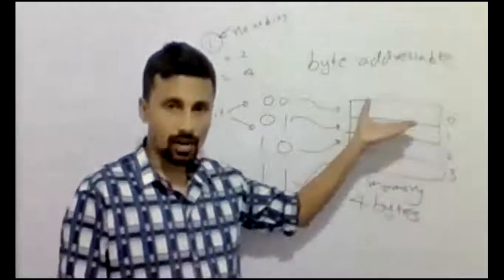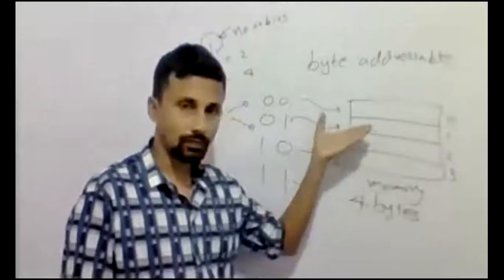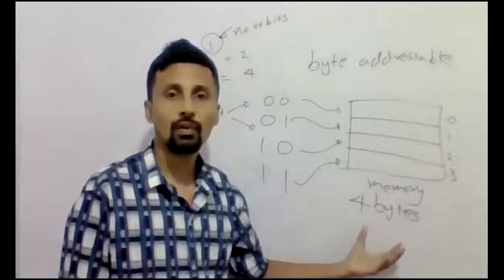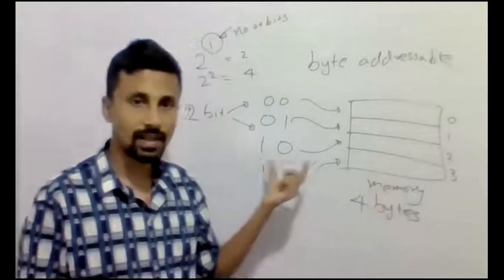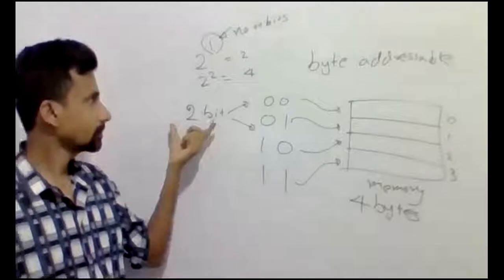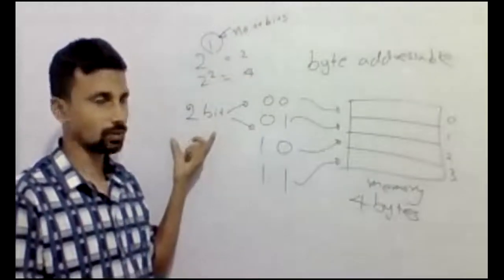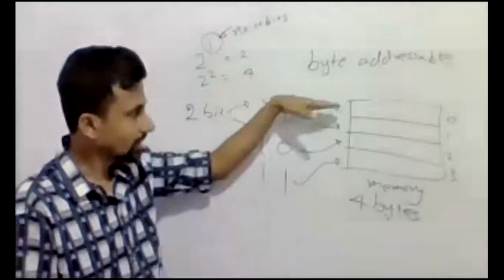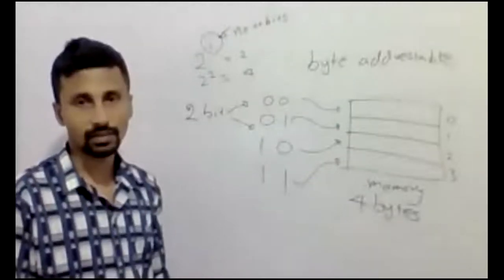Each address has 1 byte, and 4 addresses are there, so 4 parts, and each part has 1 byte. So 4 bytes are there in my memory. This 4 bytes can be accessed by using my 2-bit address. So 2 to the power 2, I can have 4 addresses, and each address can have 1 byte, if it is byte addressable.